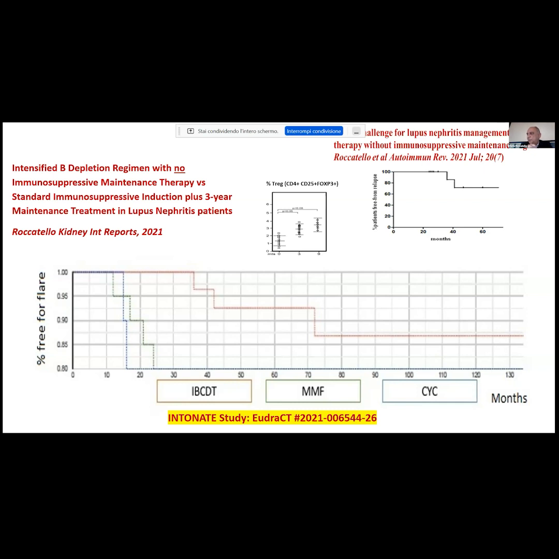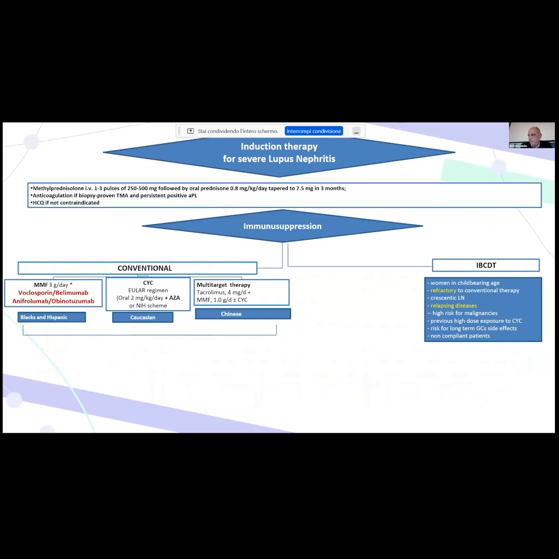And this prompted us to launch this provocation. Can we change the paradigm and try to force induction therapy to make the patient free from the hostage of a prolonged maintenance immunosuppressive therapy? A non-profit randomized controlled trial, namely Intonate, is currently ongoing on this issue.